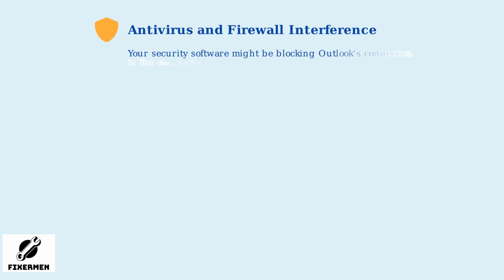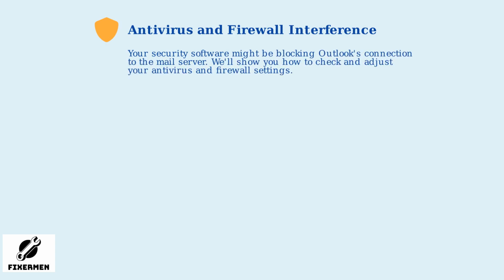Sometimes antivirus software or firewalls can mistakenly block Outlook from connecting to your mail server. This security feature, while important for protection, can prevent Outlook from working properly. We'll guide you through checking these settings and whitelisting Outlook to restore connectivity.